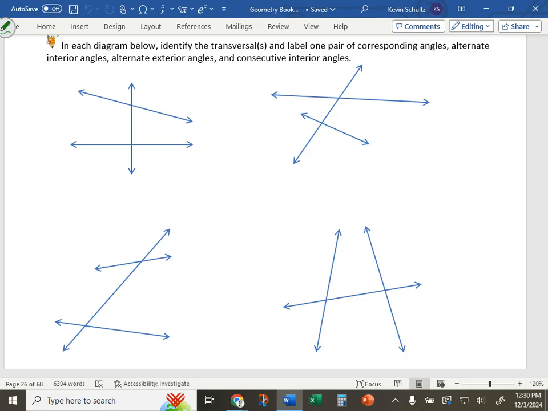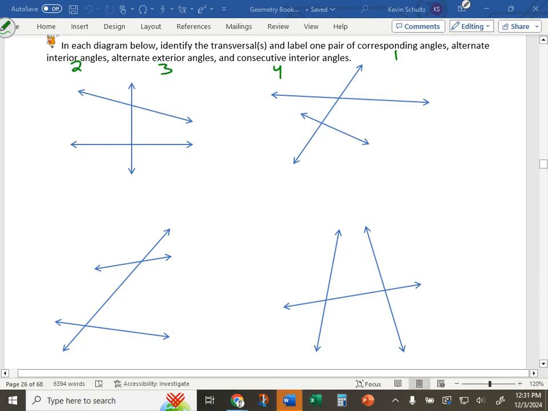Paper is biodegradable. In each diagram below, identify the transversal or transversals. Label one pair of corresponding angles, alternate interior angles, alternate exterior angles, and consecutive interior angles. Now, if you don't have multiple colors for each of these, you could label your corresponding angles each with a 1, your alternate interior angles each with a 2, alternate exterior with a 3, and consecutive interior with a 4. Okay? And I'll show you how that can be done if you don't have multiple colors. But first, you need to identify the transversal or transversals in each diagram.